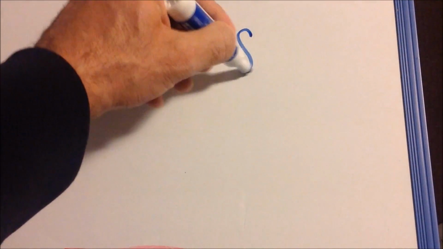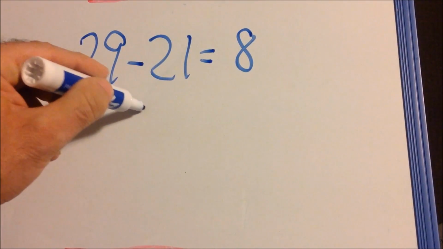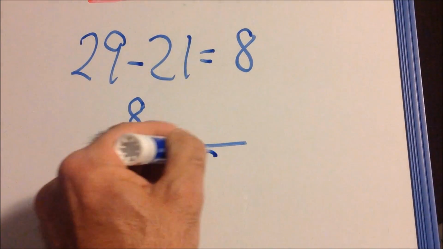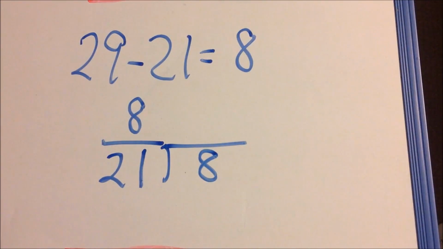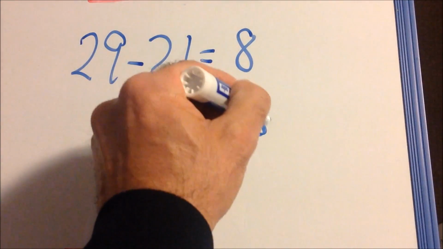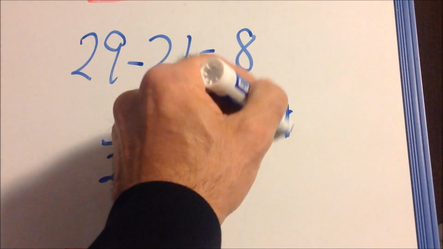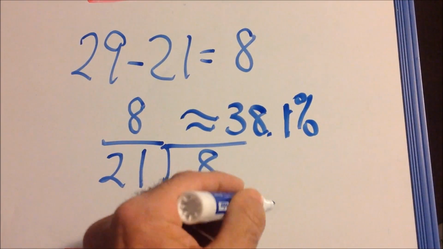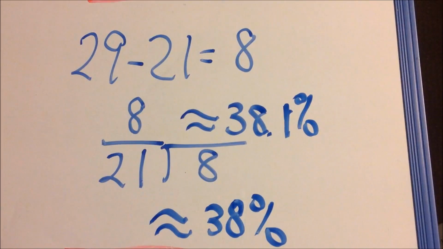Okay, so again, let's look at the change. It went from 21 to 29. So we know the change is 8. We want to take the change divided by the original amount. And the original amount is 21, not 29. Right? And again, 8 goes in the box, and we're going to get about 38.1%. Or you could just say about 38%. And it's a 38% increase.